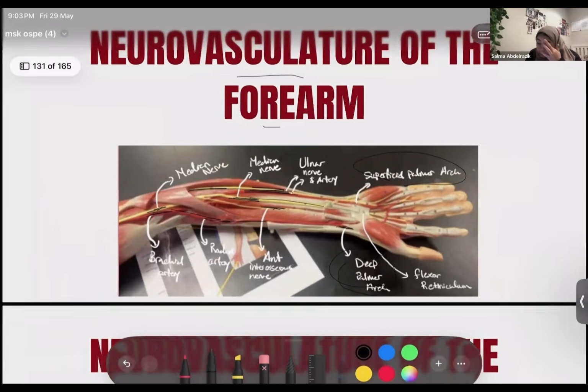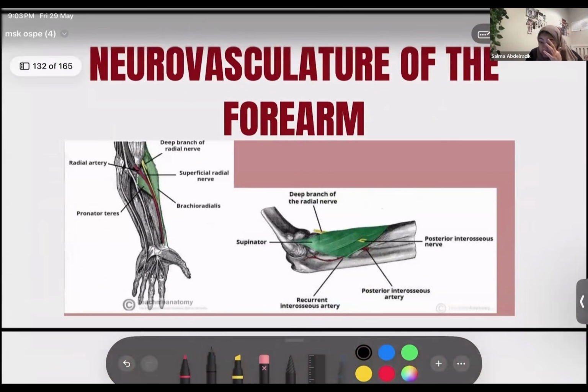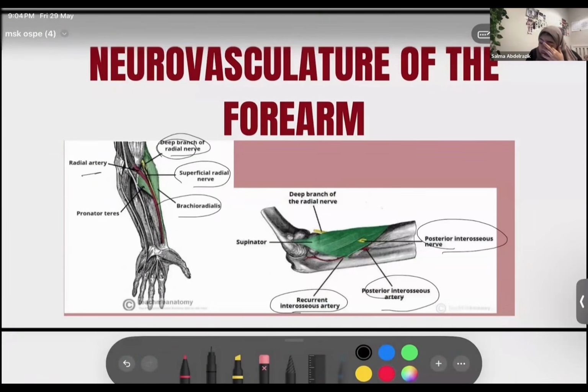Another picture: you have the radial artery, the pronator teres muscle, the superficial radial nerve. The radial artery comes with the radial nerve, and the deep branch of the radial nerve is on top here. Brachioradialis, recurrent interosseous, posterior interosseous. And this is the nerve, posterior interosseous.